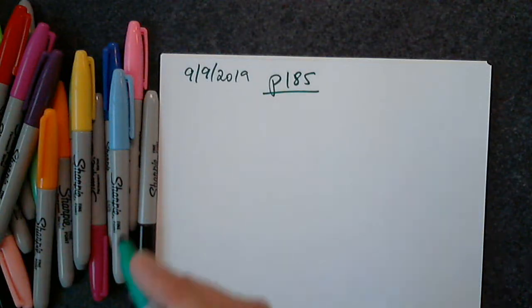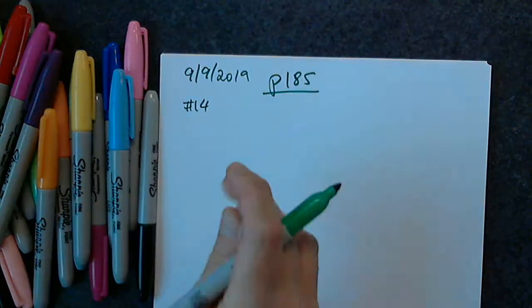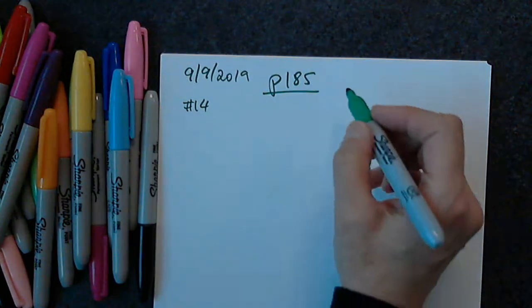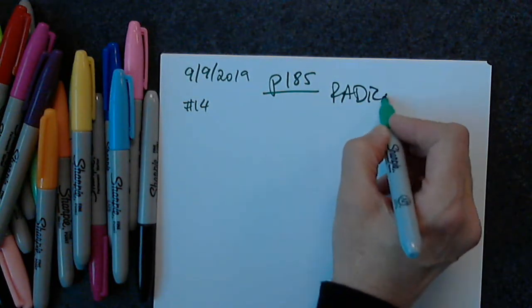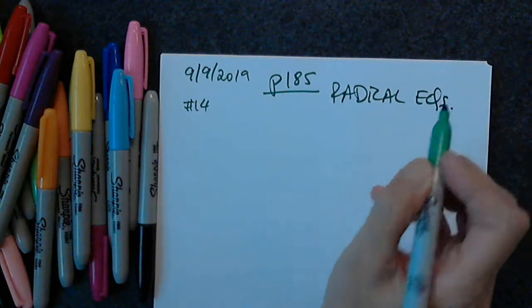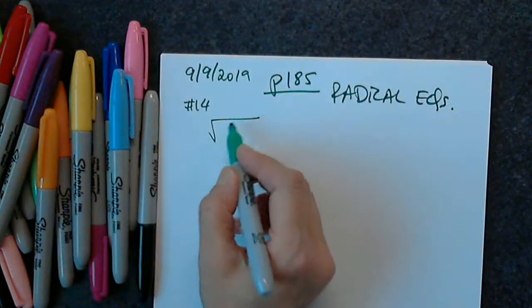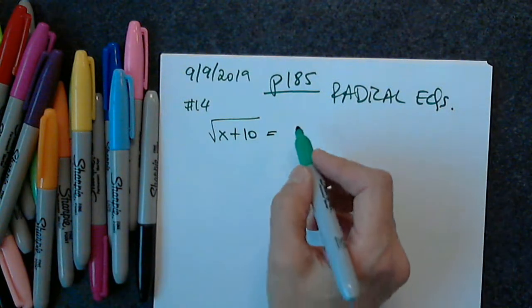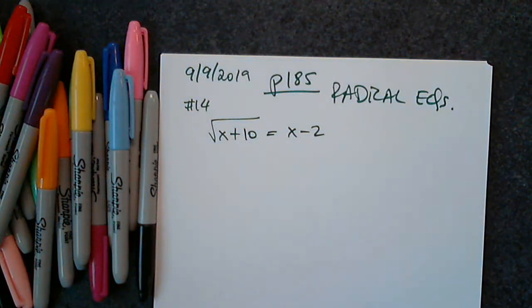See which one we looked at, but let's move on to 14, and then you can choose the next one. 14 on page 185. We are still talking about radical equations. And here it is. The square root of x plus 10 equals x minus 2.